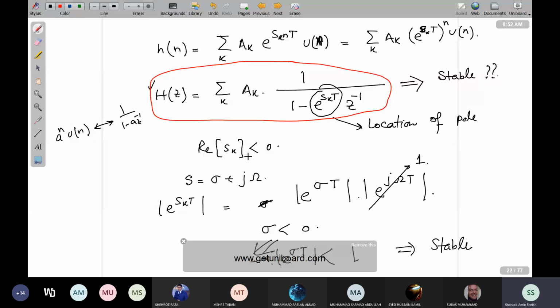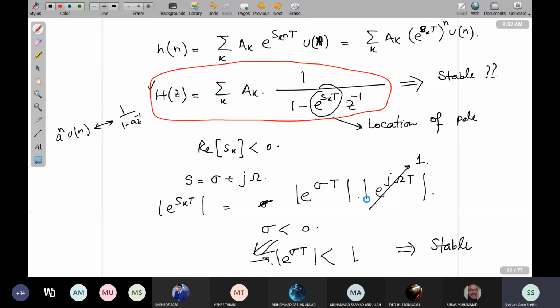So we only know that real of sk is lesser than 0, and we are looking for the magnitude of e raised to power skT, which is nothing but e raised to power sigma T multiplied by e raised to power j omega T. But the magnitude of e raised to power j omega T is always 1. And if sigma is lesser than 0, which is already known, in that case e raised to power sigma T is lesser than 1, which is stable.